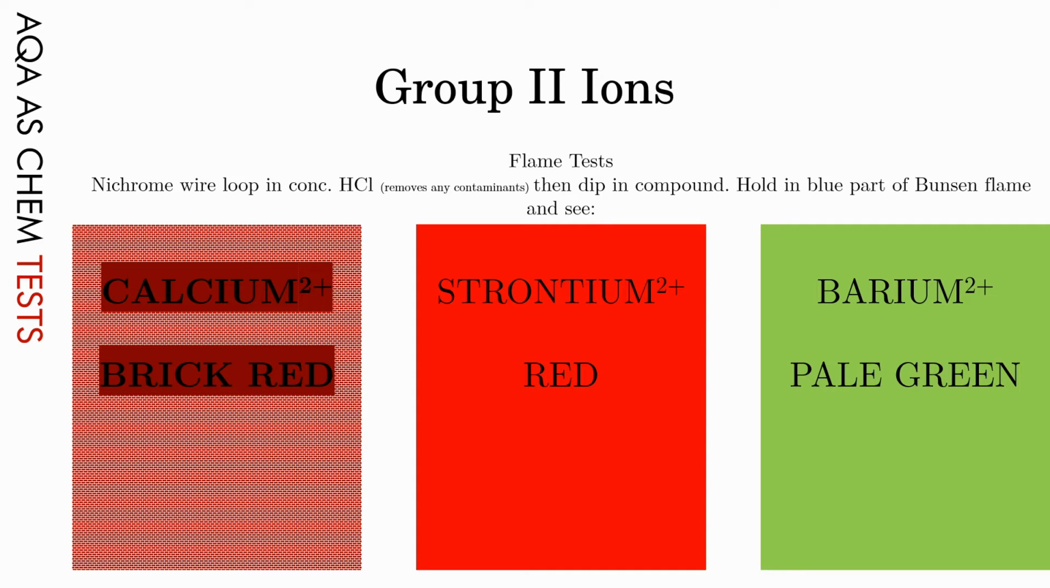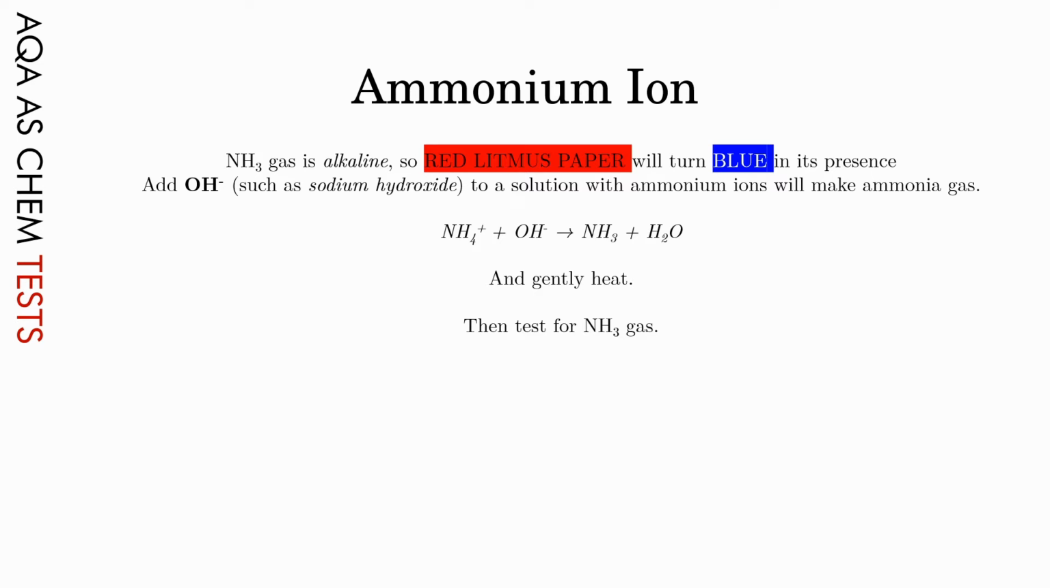Got that? Cool. Next, the ammonium ion. Well, first of all, NH3 ammonia gas is alkaline, which will turn red litmus paper blue. So if you make NH3 from the NH4 plus, then you can test for the NH3. So what you do is you add OH minus, sodium hydroxide, to NH4, which makes NH3, and then you get gas, and you can test for the gas.